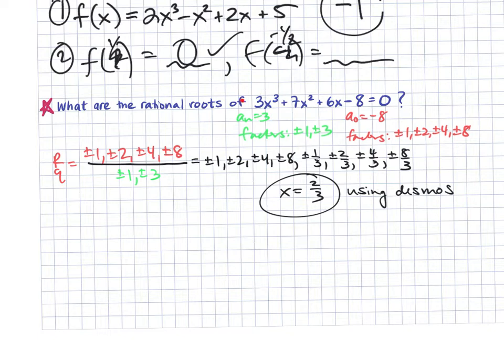When you put this into Desmos as your f of x, you just try every single one of these: 1, -1, 2, -2, 4, and all 16. When you do that in Desmos, you find that there's only one, and it is 2/3. So that's the only rational root.